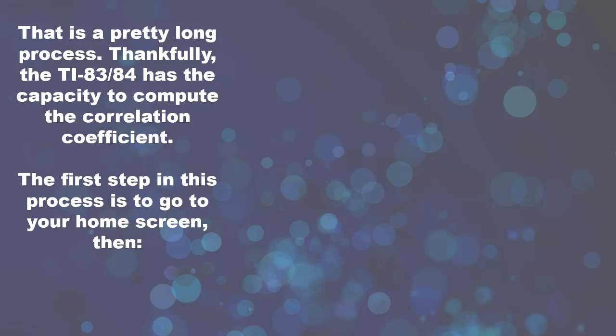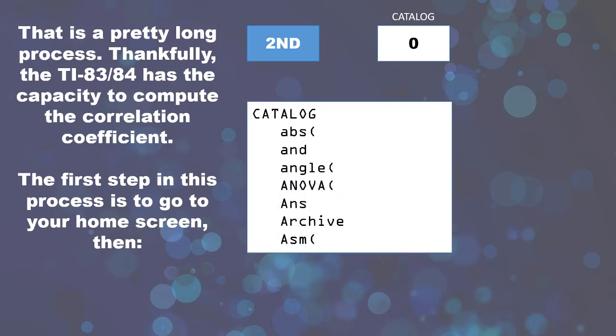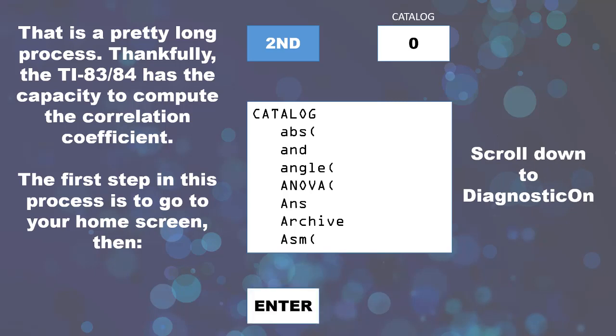So when you turn on your calculator, you're on your home screen, and you're going to hit the second function button, and then the 0 button. The reason you hit the 0 button is because there's a secondary menu above the 0 button that says Catalog. And we need to get to the catalog of functions. When you first hit Catalog, it looks something like this, where it has several different functions laid out below the word catalog. And you're going to scroll down until you see the function DiagnosticOn. When you get there, you press enter. That will put DiagnosticOn on your home screen. Then you press enter again, and it will say done.